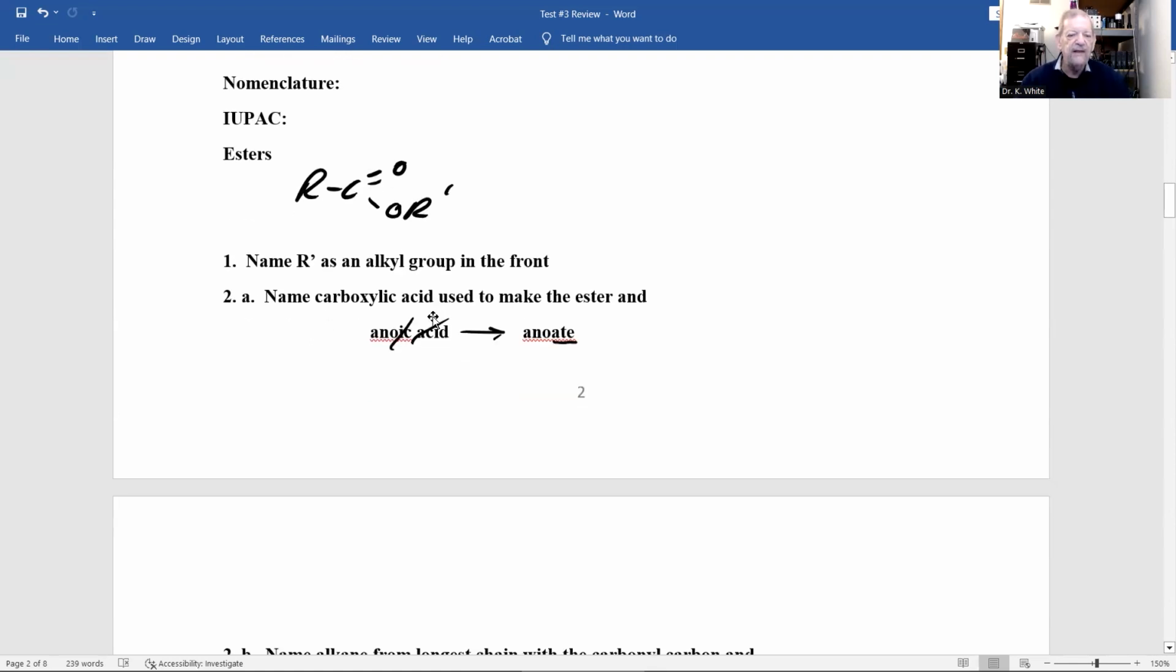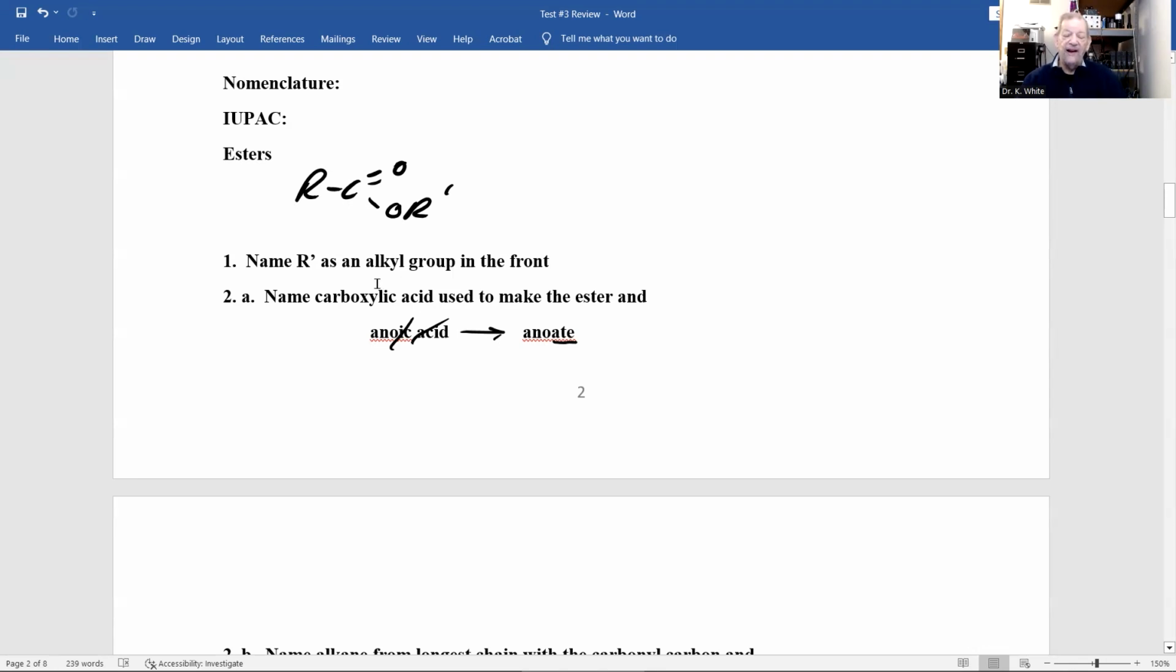Now, there are two ways you can name the rest of this. 2A, which is the IUPAC method: assume R prime is H, name that as a carboxylic acid, and drop the IC in the word acid and add OAT. And remember, the carbonyl carbon is always going to be one, but my gift to you this semester, I won't put any alkyl groups on R.